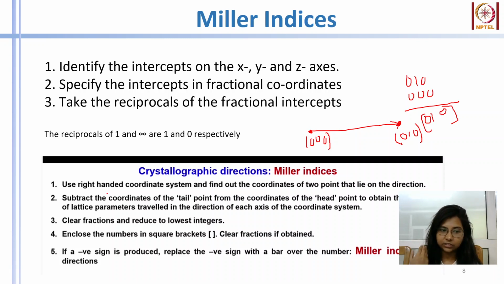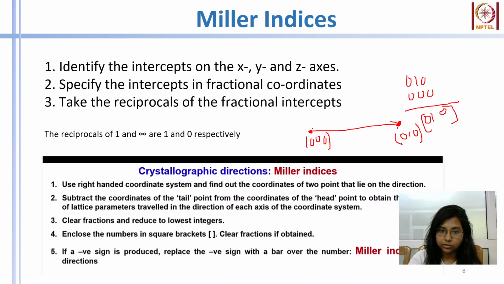Then we clear the fractions and everything, enclose them in square brackets, and if there is a negative sign, we do not write the negative sign. We do not write it as -1, we put a bar over the number. So we write it as 1 bar. This is an example which I have already placed for you.